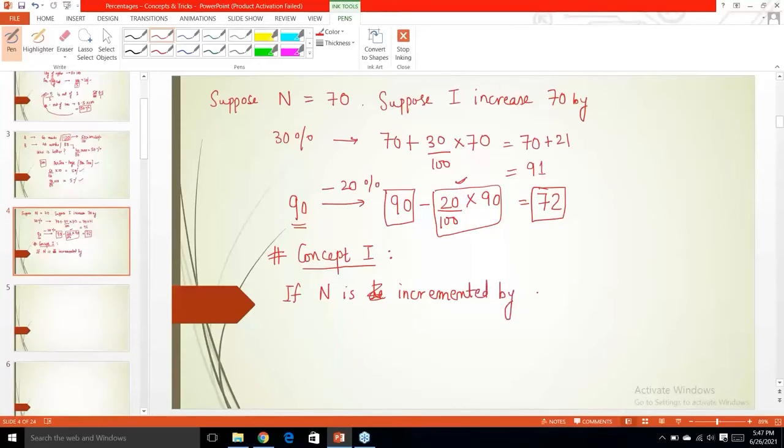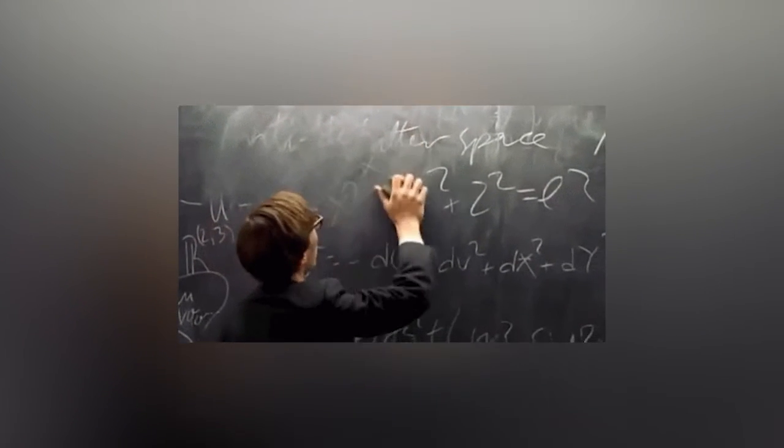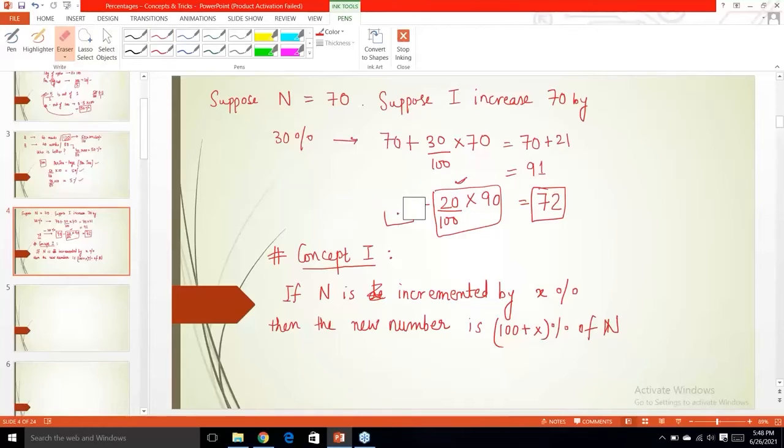if n is incremented by x%, then the new number is 100 plus x% of n. Here I'm not considering the intermediate state. I can directly write this. What does this mean? I'm rubbing this slightly because this is a more traditional method and we don't need this. So let me just quickly rub this off.